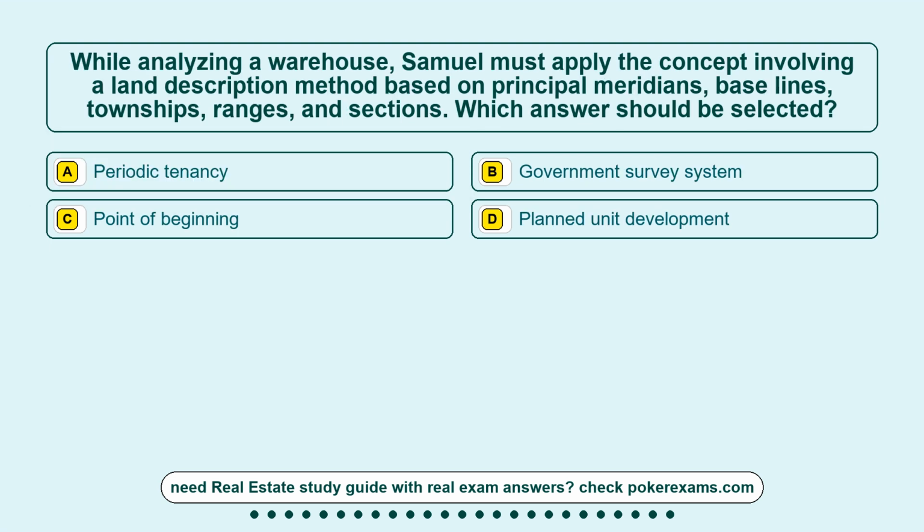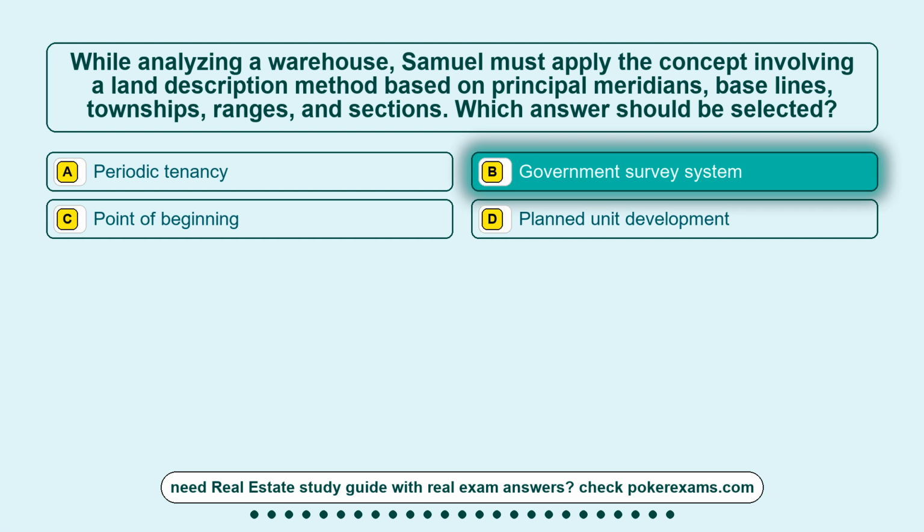Question 3. While analyzing a warehouse, Samuel must apply the concept involving a land description method based on principal meridians, baselines, townships, ranges, and sections. Which answer should be selected? Option A, periodic tenancy. Option B, government survey system. Option C, point of beginning. Option D, planned unit development. The correct answer is option B, government survey system.